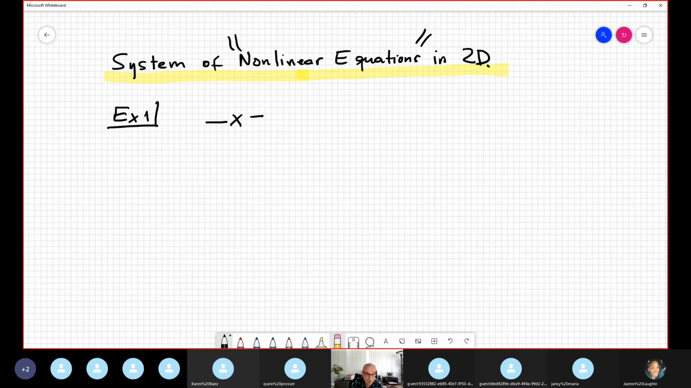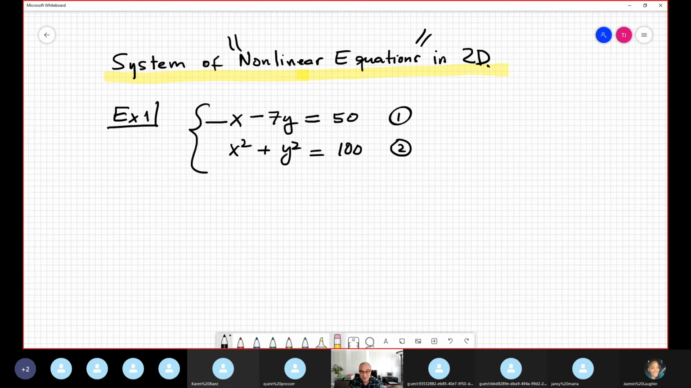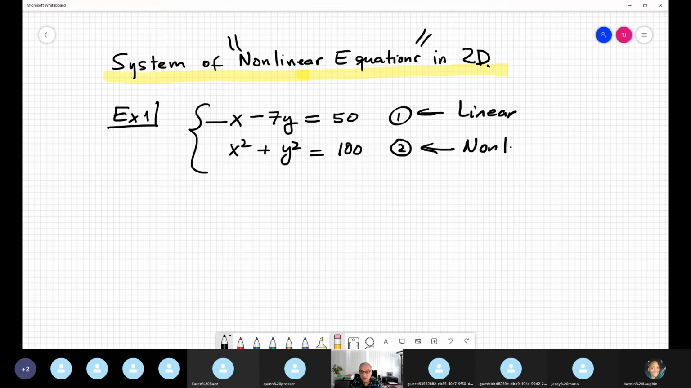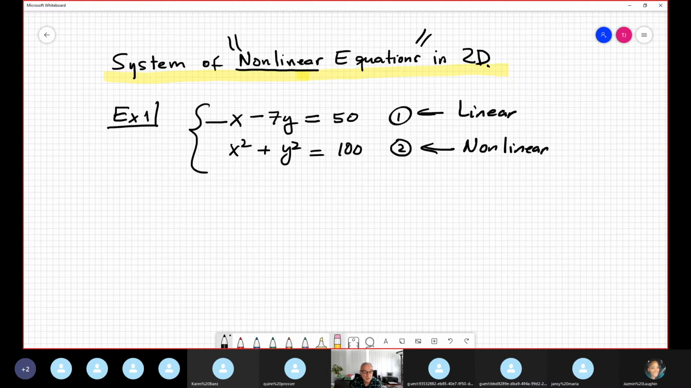Suppose x minus 7y equals 50. It's equation number 1. And the second equation is x squared plus y squared equals 100. Equation 2, and this is our system. The first equation is obviously linear. But the second, no, because it's quadratic, because it's nonlinear. Therefore, the entire system is considered a nonlinear system. Clear? Well, see, both equations are nonlinear, for more reason, it's a nonlinear system.